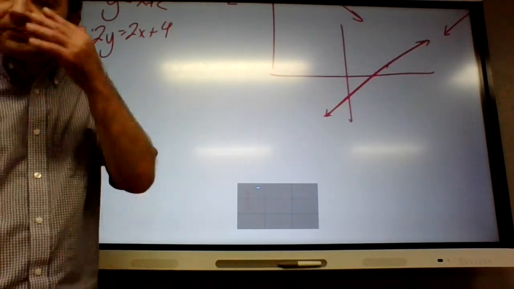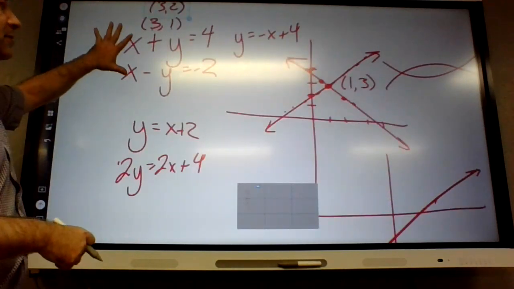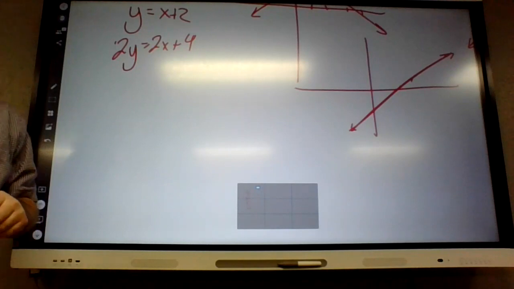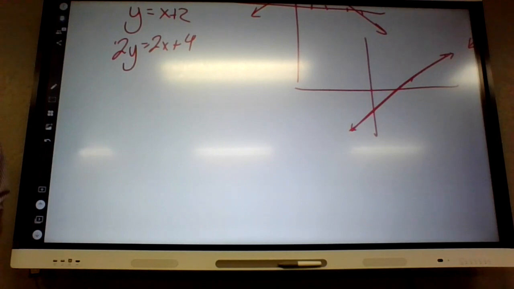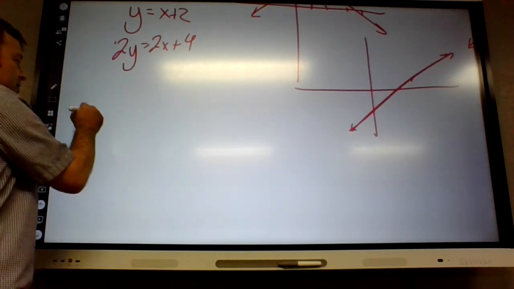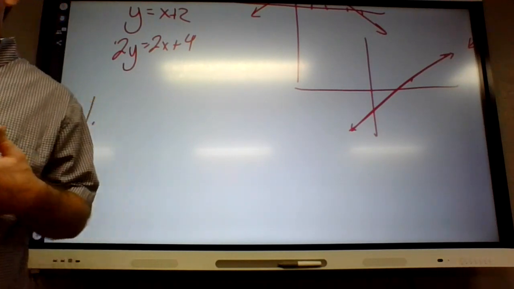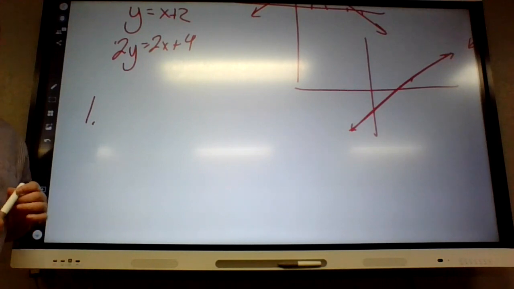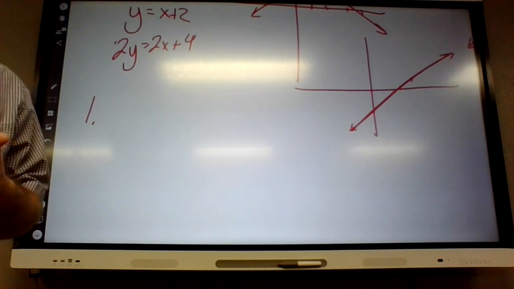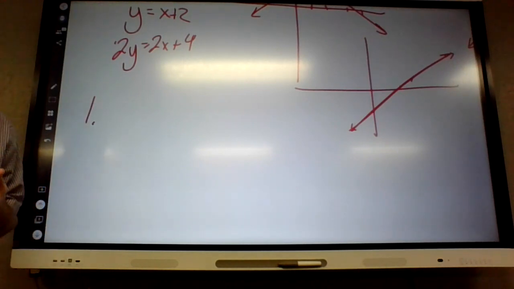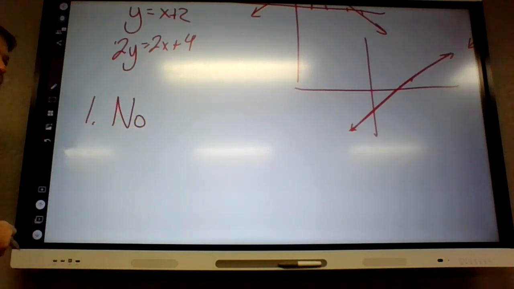So, number 1, it says for each system, by the way, 2 equations or 3 equations together called a system of equations, determine whether the given ordered pair is a solution. So how can we tell if that's a solution? Plug it in. Does it have to work for one of them or both of them? It has to work for both of them. Does 3 plus 1 equal 4? Yes. Does 3 minus 1 equal negative 2? No. So it's not a common solution, so it's no.